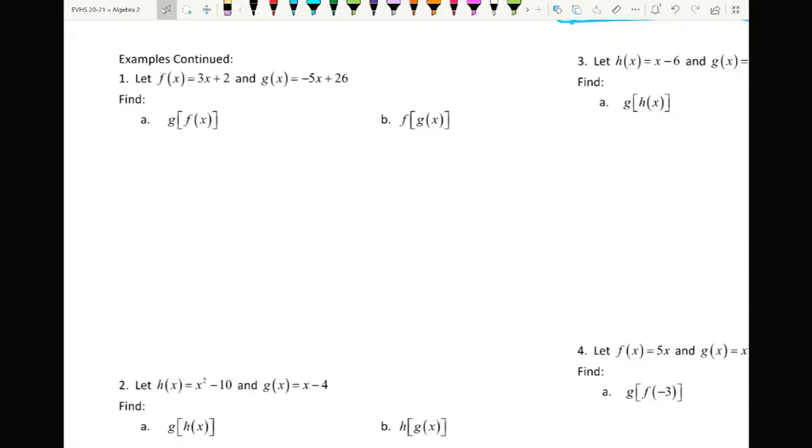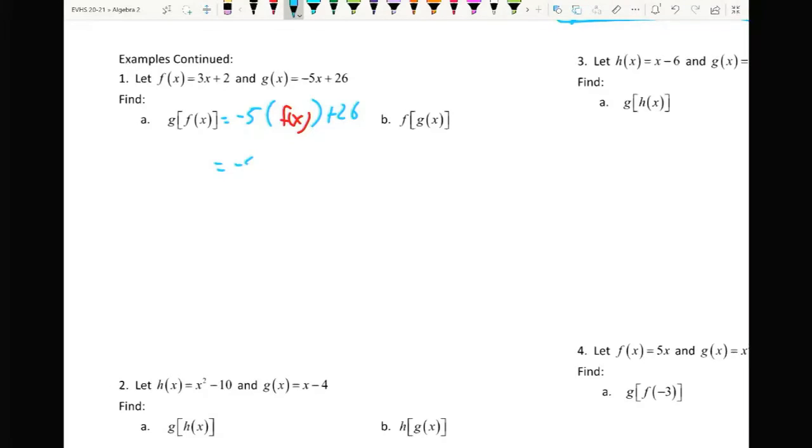Okay, here I've got f and g, and some students will ask, is f of g of x and g of f of x the same thing? Well, let's run through here and see what happens, okay? So for a, I'm going to write g of f of x. Oh, why did I do that? That's the exact thing I had written before. f is 3 times x plus 2. Oh, wait. Sorry, g is negative 5x plus 26. I'm going to put f of x in there.